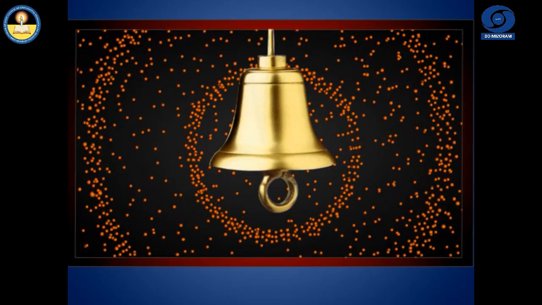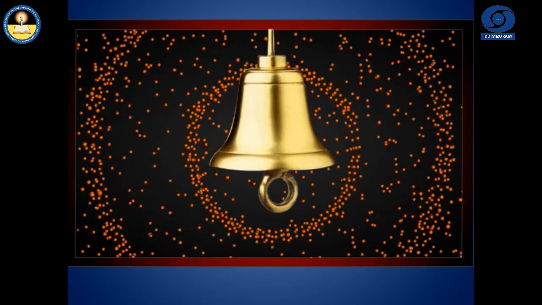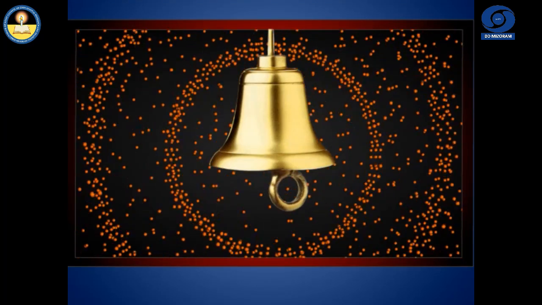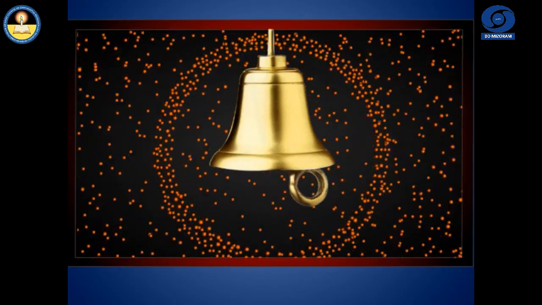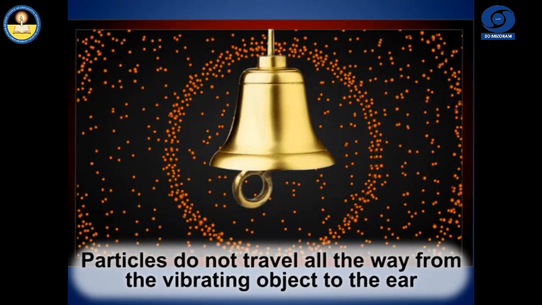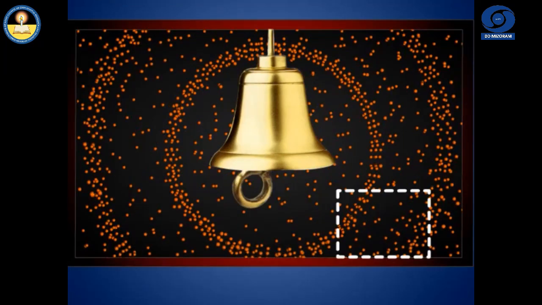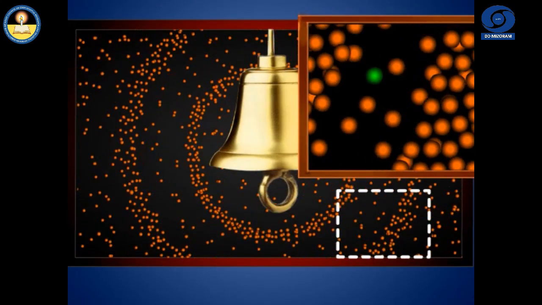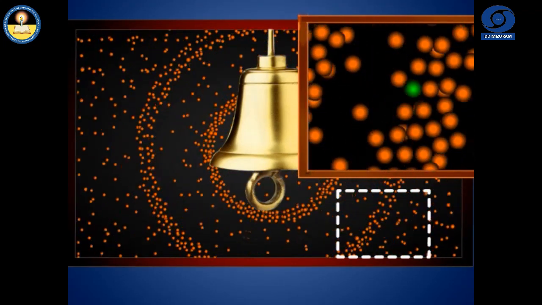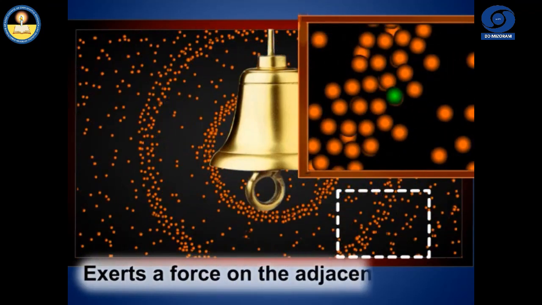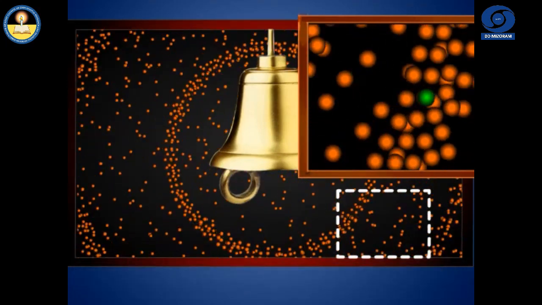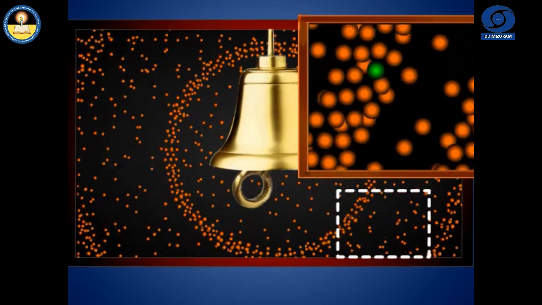Sound moves through a medium from the point of generation to the listener. When an object vibrates, it sets the particles of the medium around it to vibrate. The particles do not travel all the way from the vibrating object to the ear. A particle of the medium in contact with the vibrating object is first displaced from its equilibrium position. Then, it exerts a force on the adjacent particle, as a result of which the adjacent particle gets displaced from its position of rest.